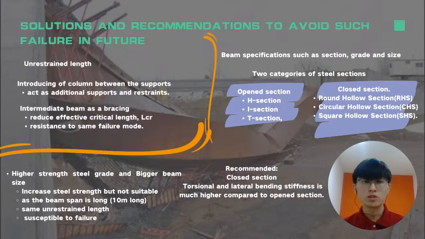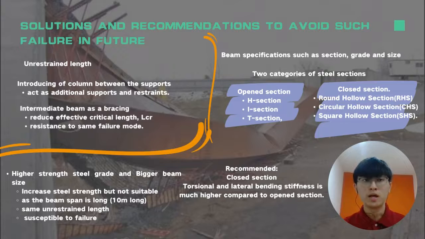First will be the introduction of a column between supports because it will act as an additional support and restraint to the beams. Next, instead of placing a few additional columns that might reduce the spaces available, we highly recommend providing an intermediate beam as a bracing, where the effective critical length can be reduced and give more resistance to the beam. Besides, proper selection of the beam specifications such as section, grade, and size is also one of the solutions.